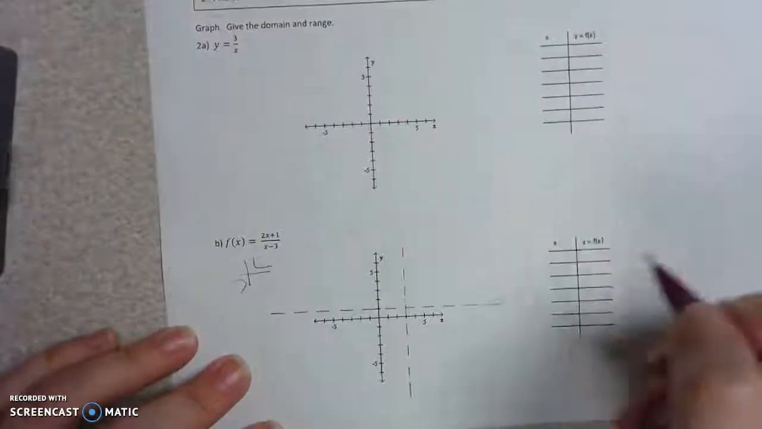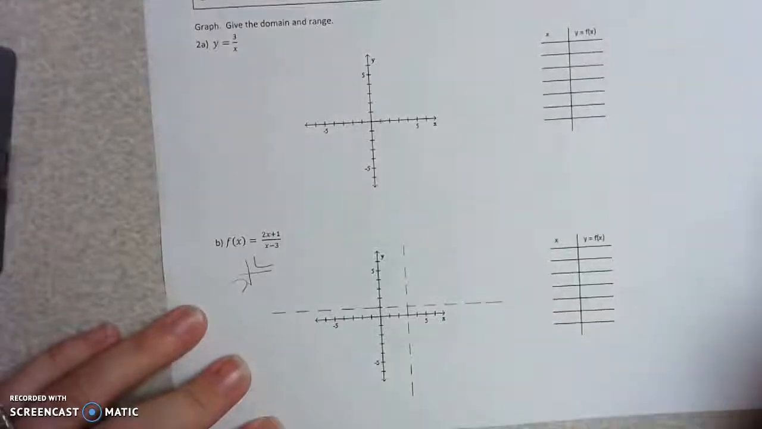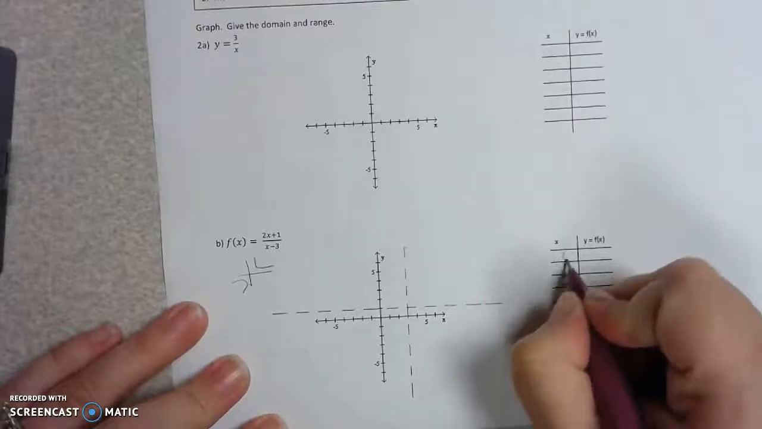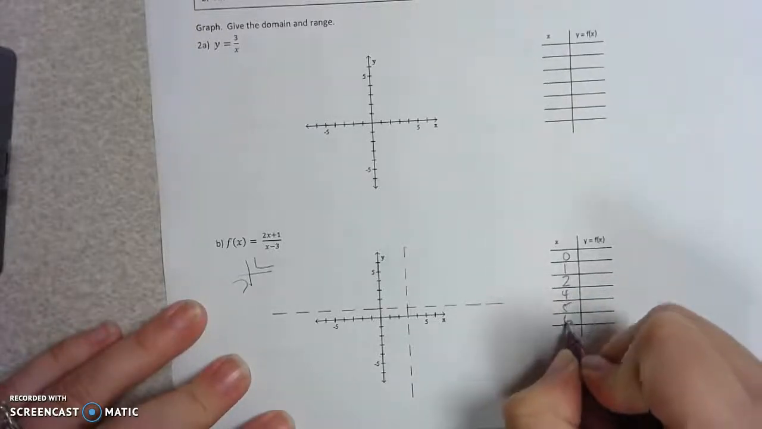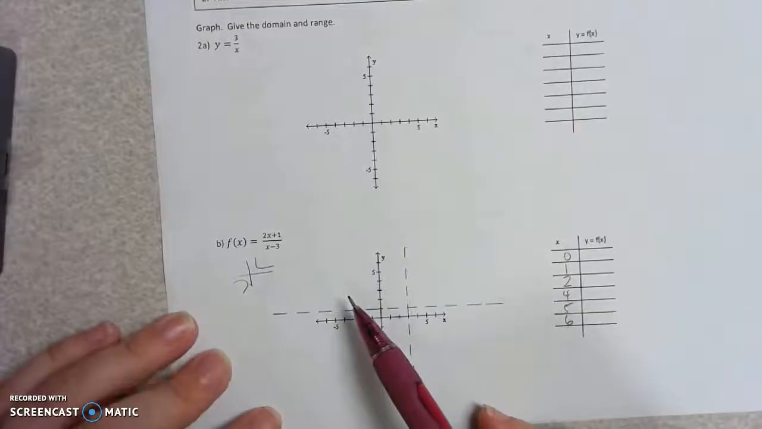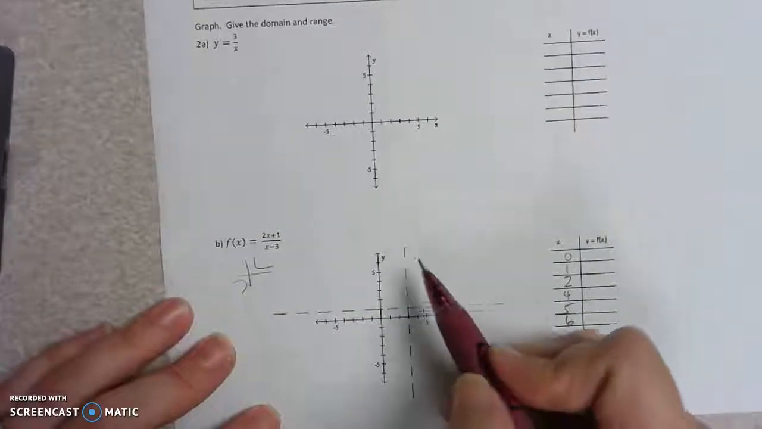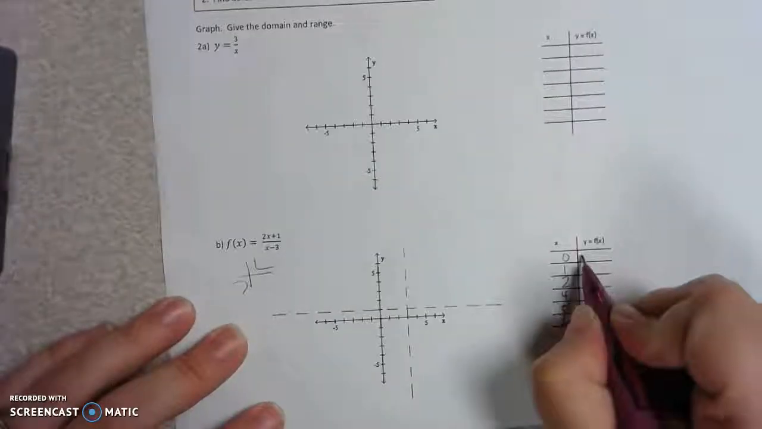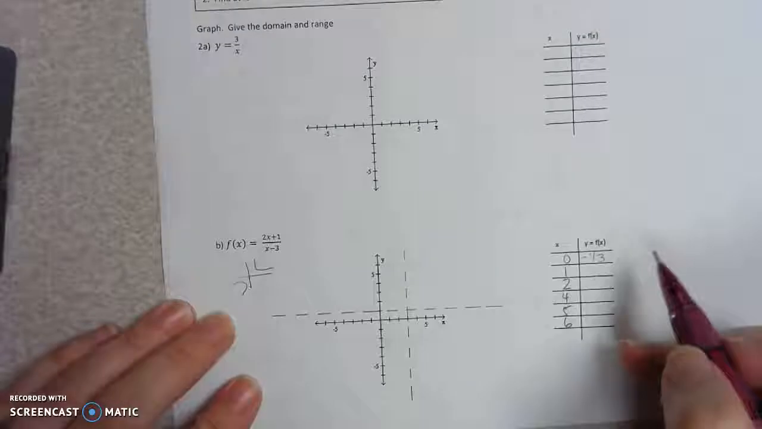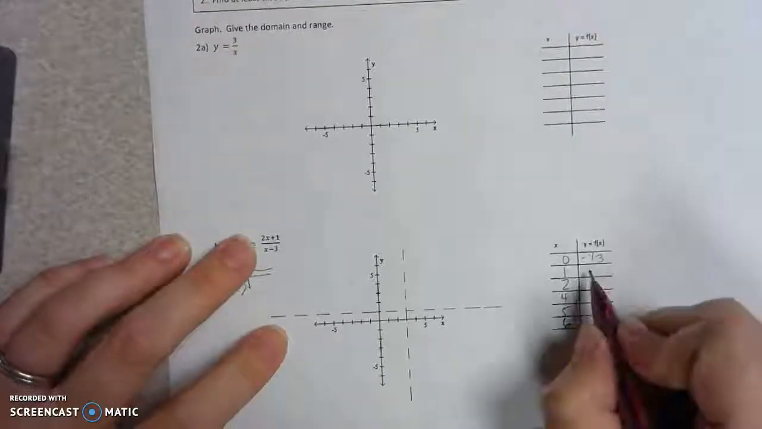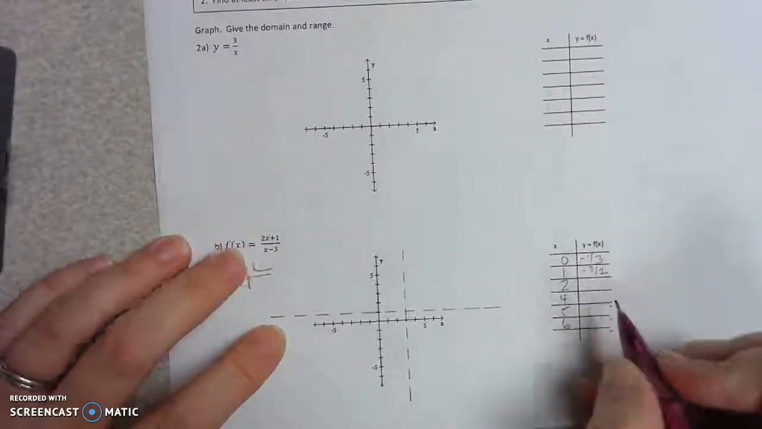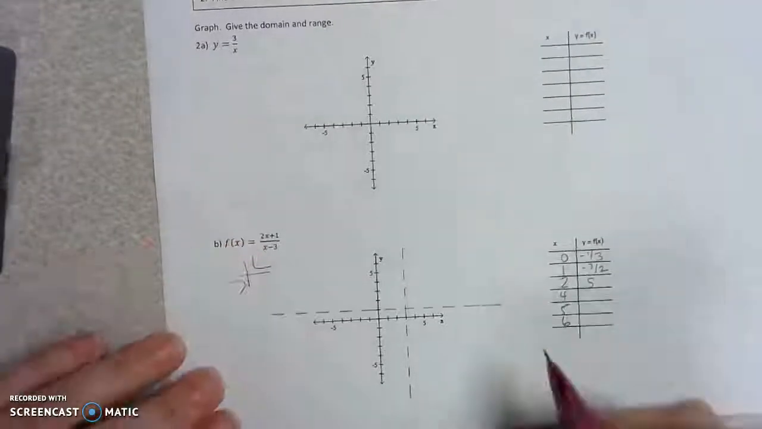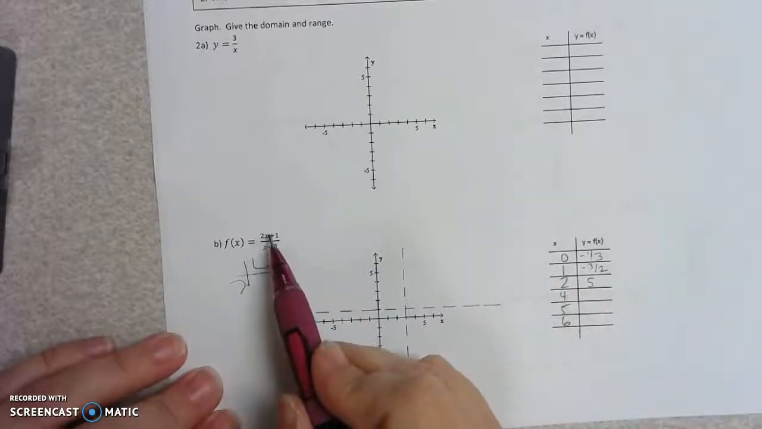X cannot be that. So what I'm going to do is pick some values to the left and right of that. So let's see, how about 2, 1, 0, and 4, 5, 6. And then I can fill those into my function and get an idea of where my graph is going to go. So if I fill in a 0, I'll get negative 1/3. And if I fill in a 1, I'll get negative 3/2. And if I fill in a 2, I'll get 5. I'm just taking these x values and filling them in for x.